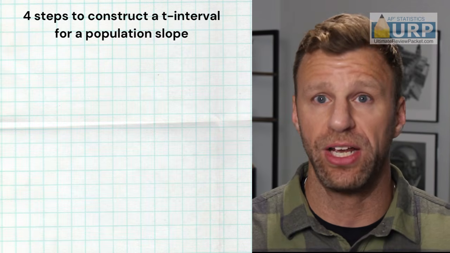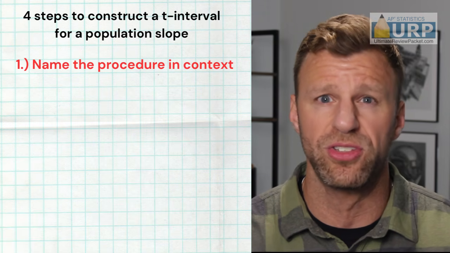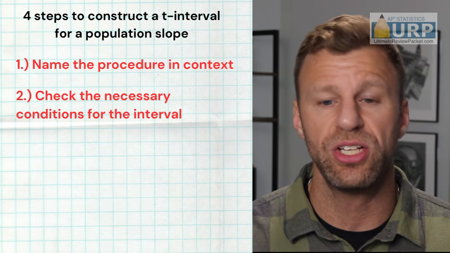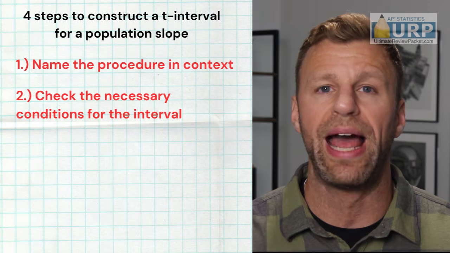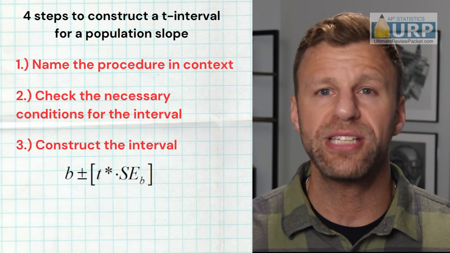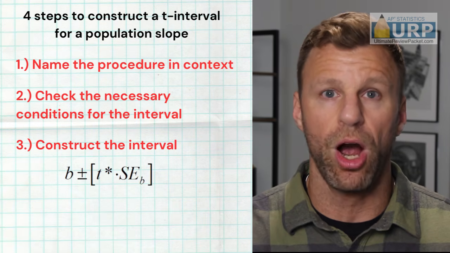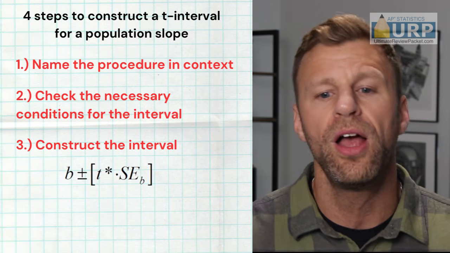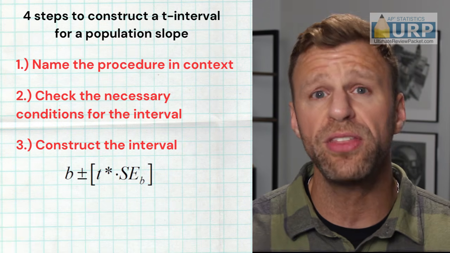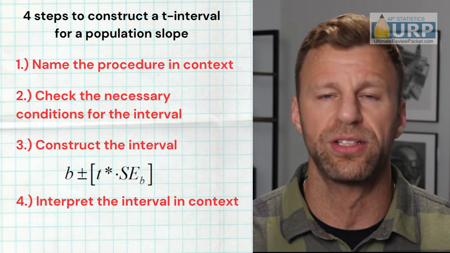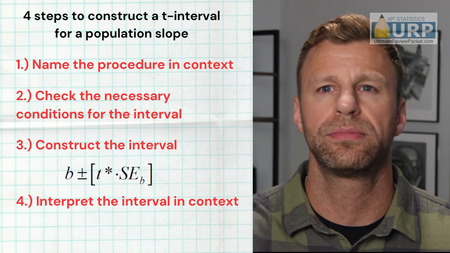First, we have to name the interval in context. It's a t-interval for the slope, and then we have to say what it is we're trying to find the slope of. And then we're going to check the necessary conditions to actually build that sampling distribution, or at least to understand that sampling distribution so that we can actually create our interval. The third step is to actually build the interval, which is by far the easiest step. We're going to use the formula b, that's our sample slope, plus or minus our margin of error. The margin of error is going to be the t star times the standard error of your sample slopes. And then the fourth step is to actually interpret our interval in context. Let's walk through each of those steps individually right now.